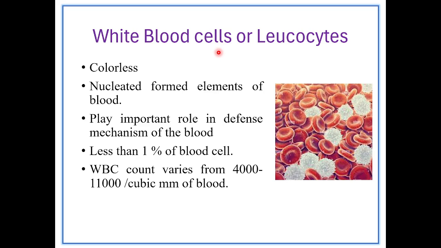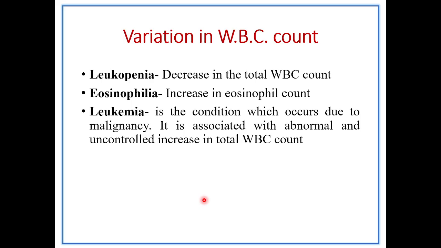Now next is the white blood cell or leukocytes. These are colorless cells and they are the nucleated formed element of blood. They play a very important role in the defense mechanism of the blood. They are less than 1% of the blood cells. Total WBC count varies from 4,000 to 11,000 per cubic mm of blood.